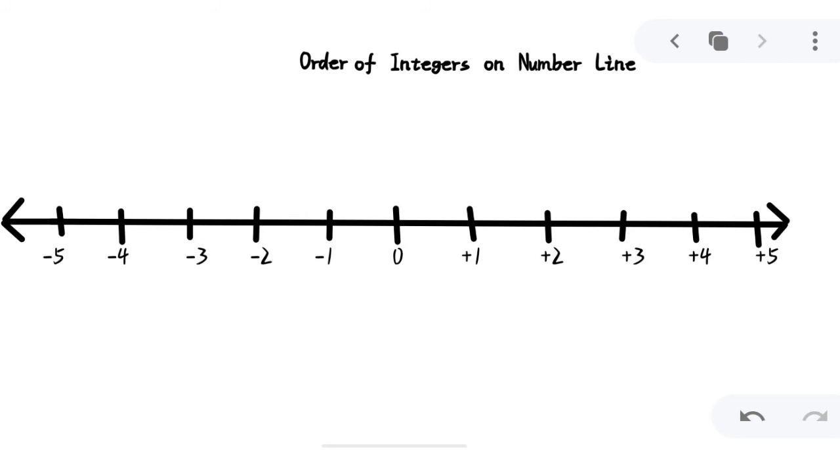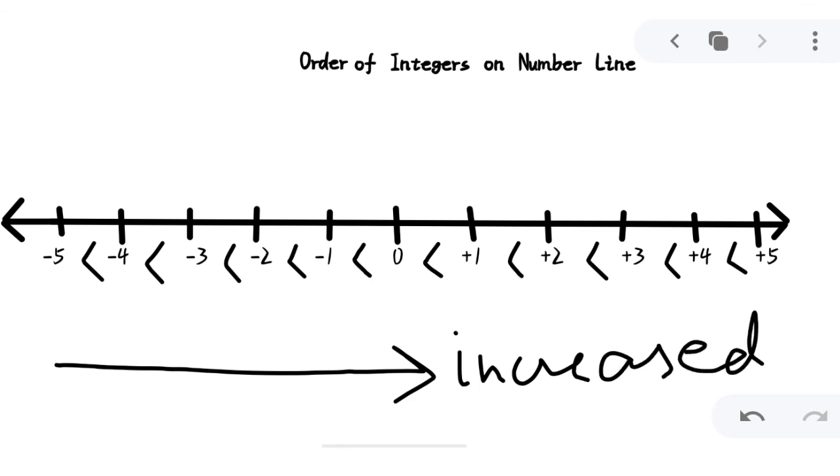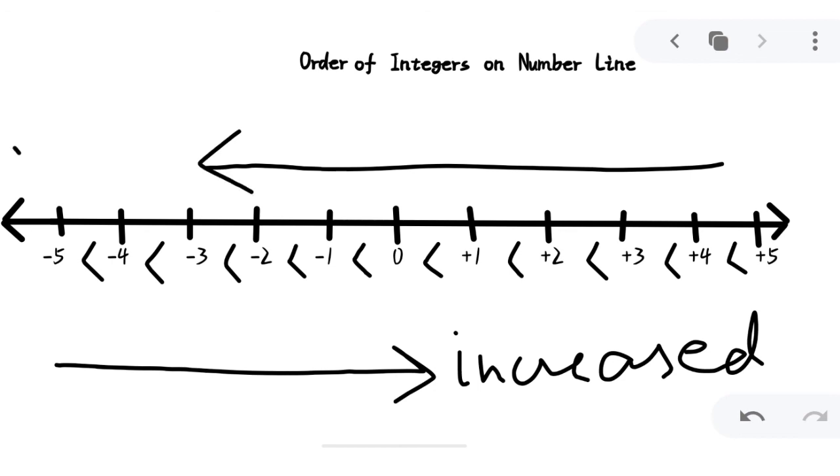Now let's understand the order of integers on the number line. As we know, 1 is greater than 0. Similarly, 2 is greater than 1 and 3 is greater than 2. In the same way, when we come to the negative side, we see that -1 is less than 0. Similarly, -2 is less than -1, -3 is less than -2, and so on. So as you can see, when we move from left to right, we see the numbers are increased. And when we move from right to left, we see that numbers are decreased. Okay, so this is the order of integers on the number line.